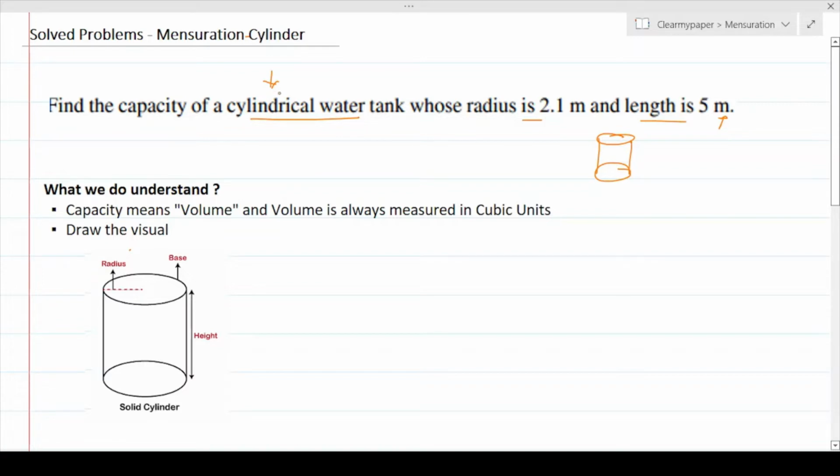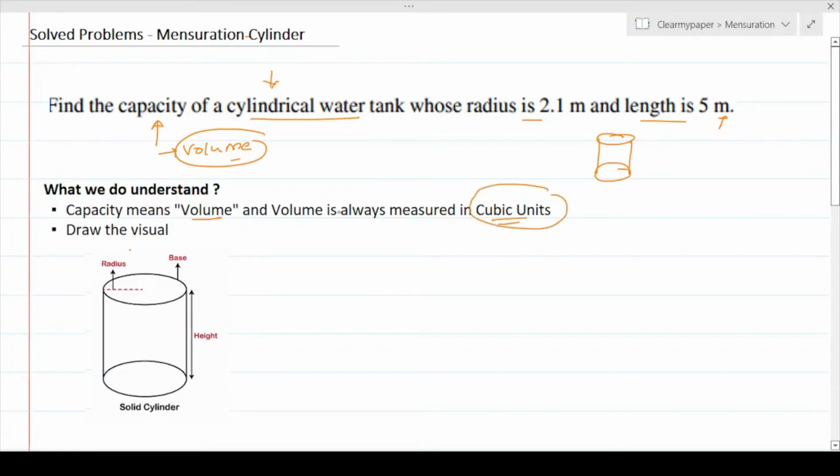Before solving, always read the question twice, break it down word by word, and understand what they're asking. The first thing is they're asking to find the capacity. Capacity is nothing but volume, how much a particular object can store. That's another way of saying volume. So we know volume is always measured in cubic units, which we should not forget.